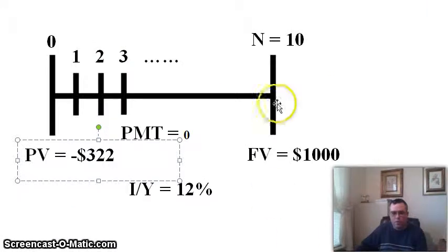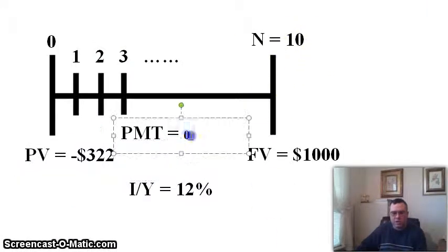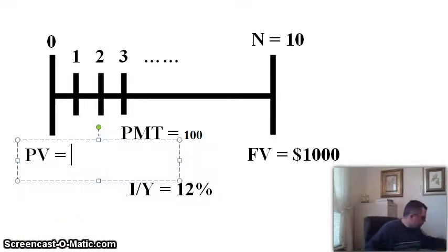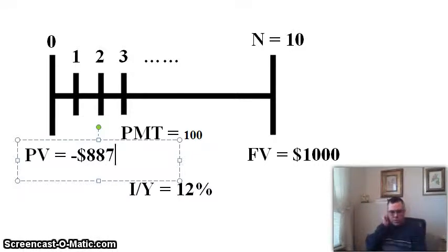So I'm going to go over here and change my numbers. The only thing I need to change is payment. I need to make it 100, and then we need to recalculate this present value over here. And when I do that on my calculator, I get negative 887 rounding. So significantly higher number.